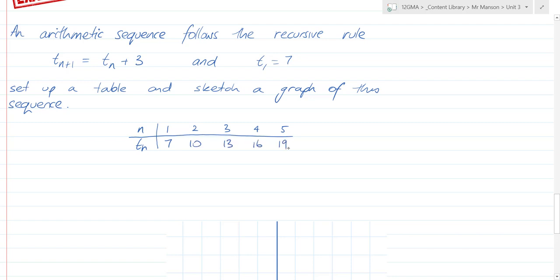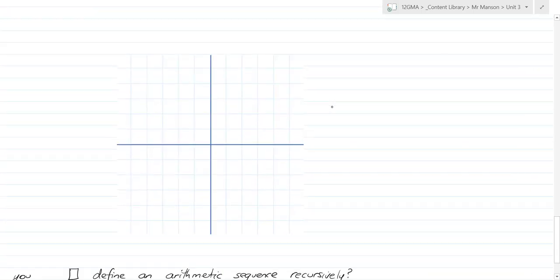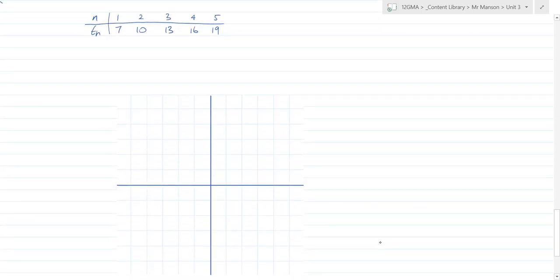I've set up this axis, which is probably not ideal because I'm going to be working in the first quadrant only, but I'll work with it. The first thing I'm going to do is plan my axis. So I know I need to go up to, this is my Tn column here, and this is my n column. Going up to 5 is fine. That's 5 there. And so 2, 3, 4. I want to use up as much space as I can. And I need to go up to 19. So 5, 10, 15, 20 is not bad.